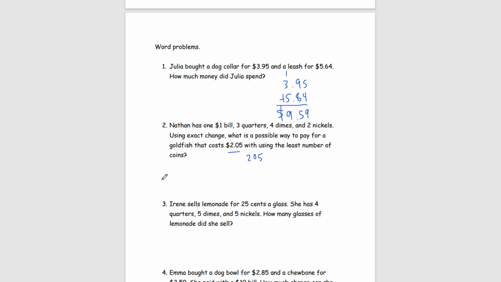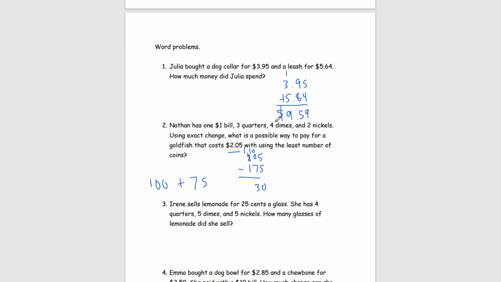So one $1 bill, we have 100, 3 quarters, 25 each. 3 times 25 equals 75. So we add these together. Right now we are at 175. 4 dimes, which is 10 each. And we can see that we currently have 175. And if we subtract this, we're only 30 cents away already.